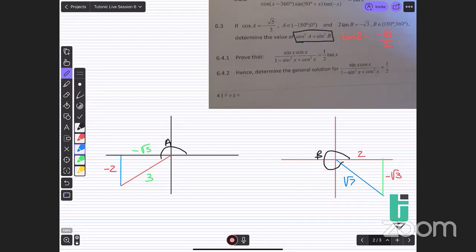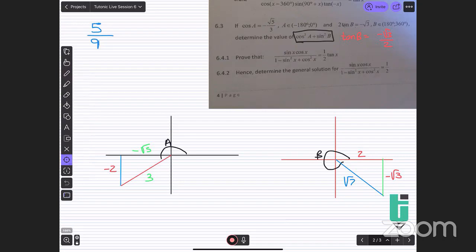Cos of A is negative square root 5 over 3. Squared, it's going to be, what's minus root 5 over 3 squared? 5 over 9. Wait, what's 5? Because it's negative root 5 squared.